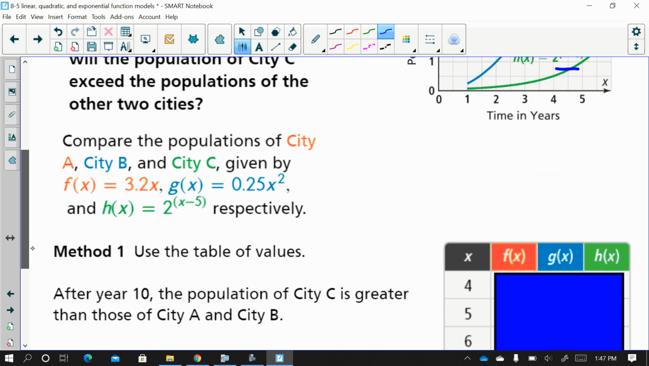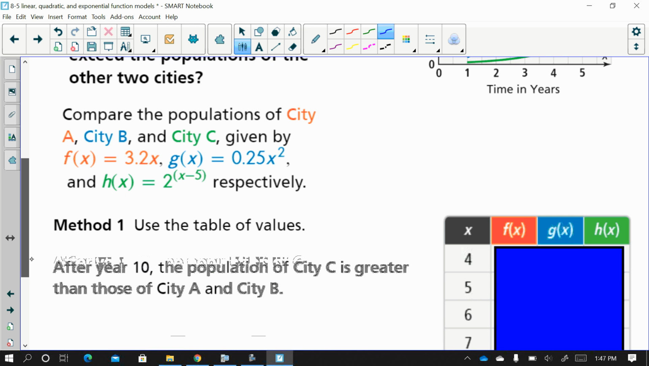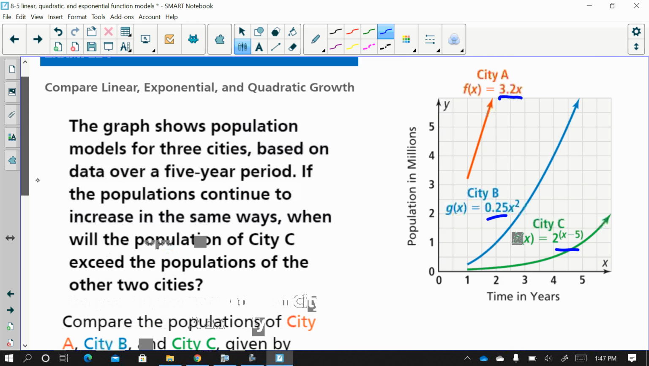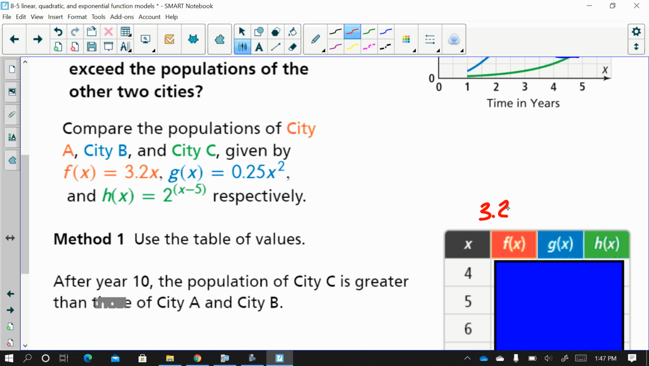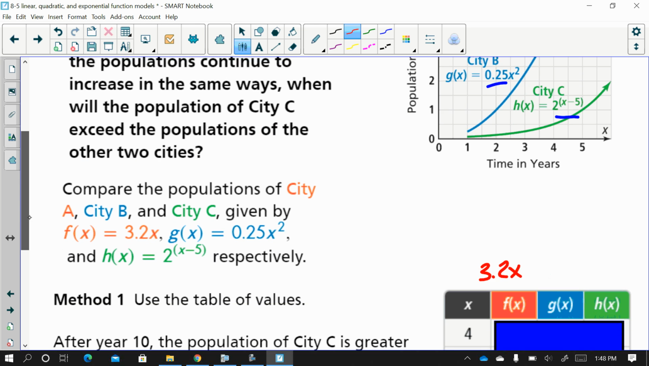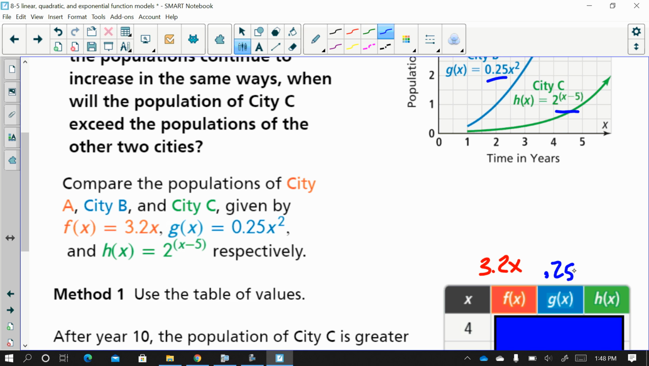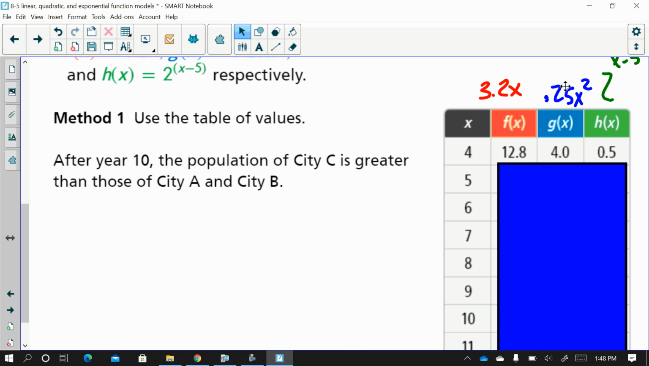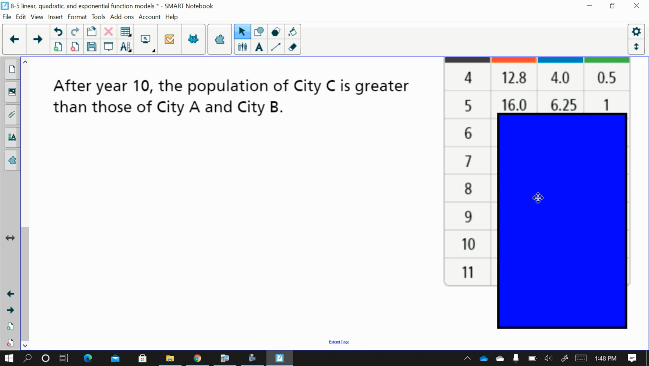What they want you to do is start plugging and chugging. Let's start with year 4 and plug it into each of these functions. I'm going to rewrite them here. F is 3.2x. G is 0.25x squared. And H is 2 to the x minus 5. I just start plugging them in. 3.2 times 4 is 12.8. 0.25 times 4 squared gives me 4. And 2 to the 4 minus 5 is 0.5.